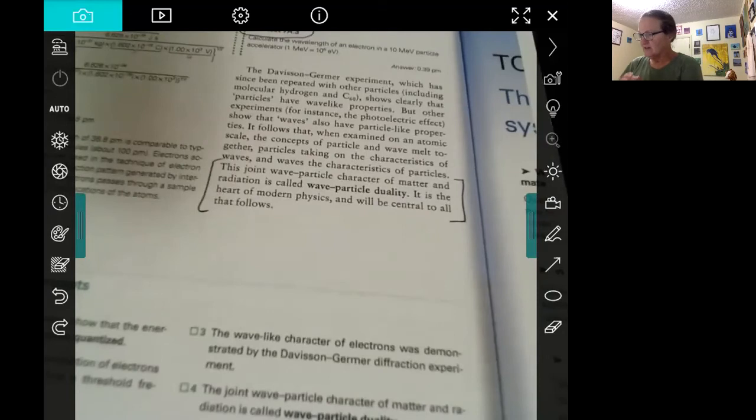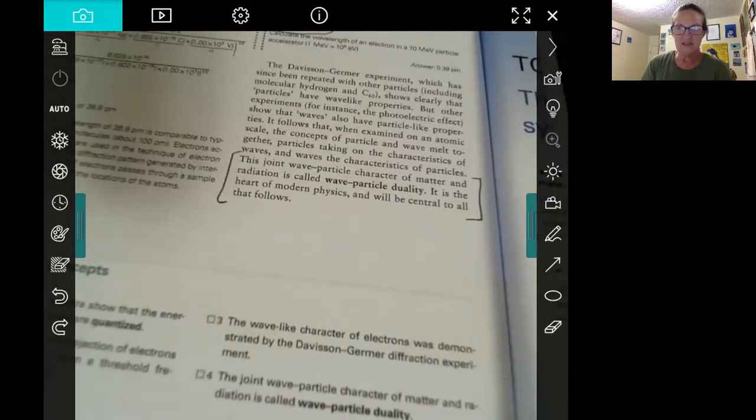So in our next little section, we'll talk about what these experiments told us and how that led to the emergence of quantum theory. So that's all for section A. So I'll see you in a minute for the next section.